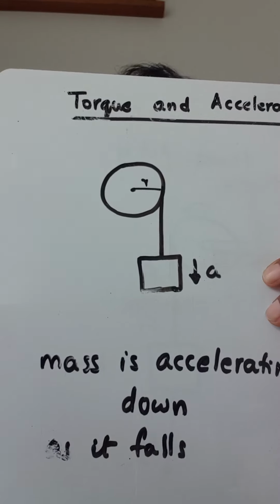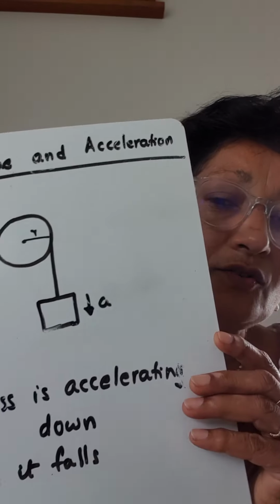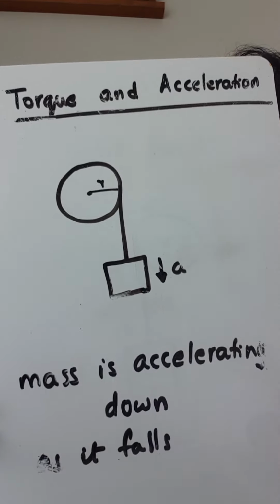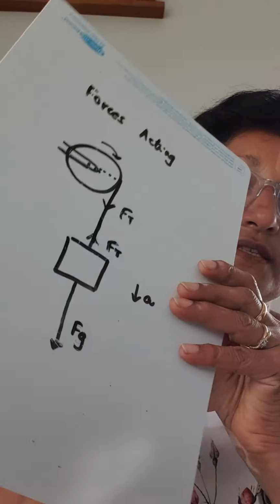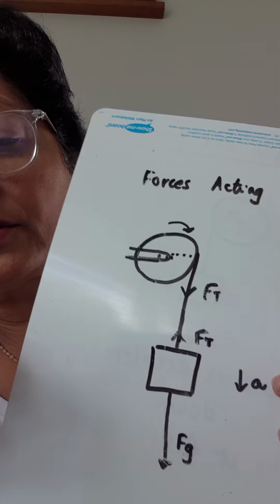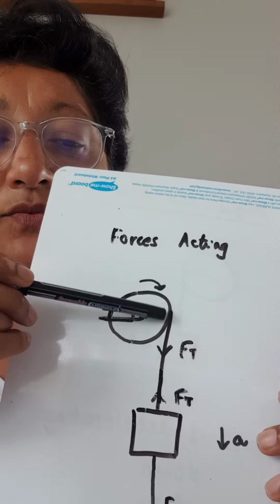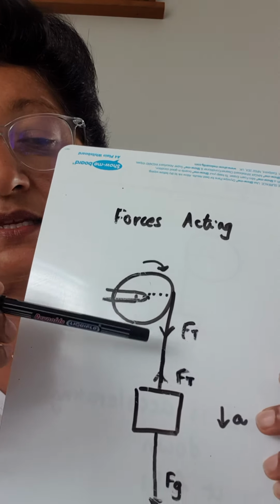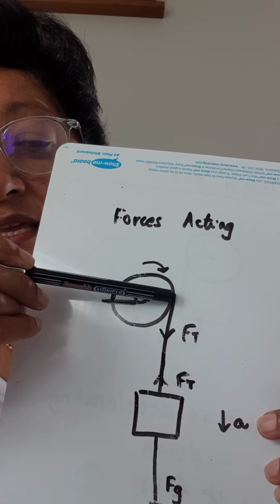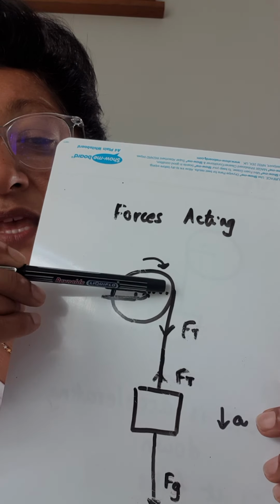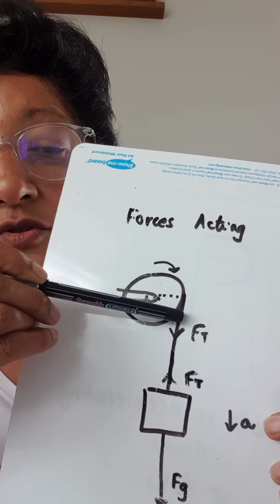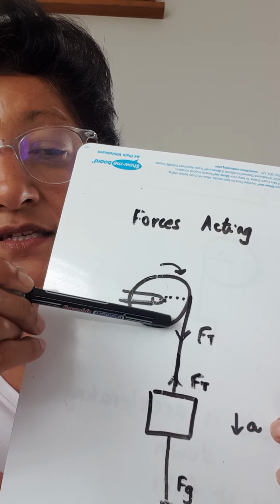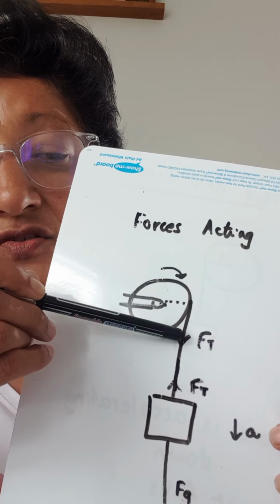Okay, so it falls down. Now, in order to analyze this further, we're going to look at the forces that are acting on this whole system. So this is the wheel that's spinning or rotating. And because there's tension force, now tension force acts both ways, so it pulls this wheel down. So the force acting on the wheel is just the tension force.